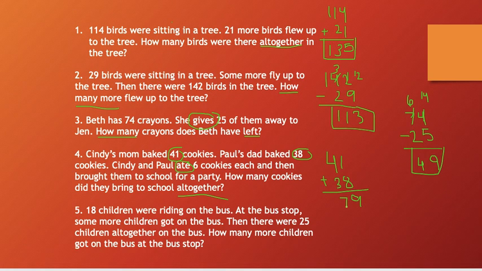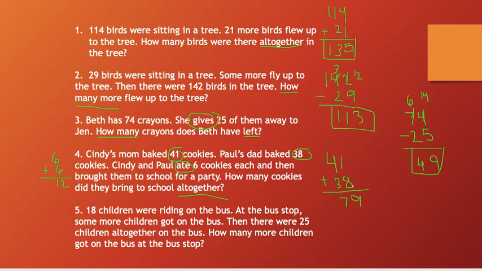Now, Cindy and Paul ate 6 cookies each. So Cindy ate 6 and Paul ate 6. So 6 plus 6 is 12. So they ate 12 cookies together. Now we need to take those cookies away because they ate them.